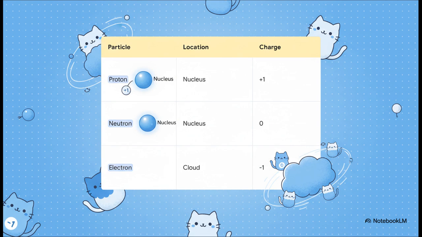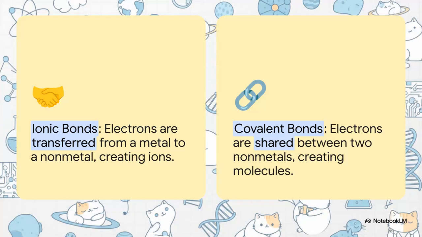And then buzzing all around the outside are the electrons, and they're the real key players when it comes to chemical reactions. You see, atoms just want to have a full outer shell of electrons, and they'll bond with other atoms to make that happen. In an ionic bond, one atom literally gives an electron away to another. But in a covalent bond, they're a bit more collaborative, and they share electrons instead. So transfer versus share, that's the big difference.